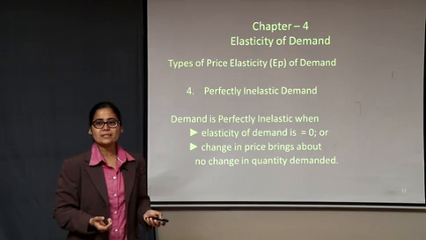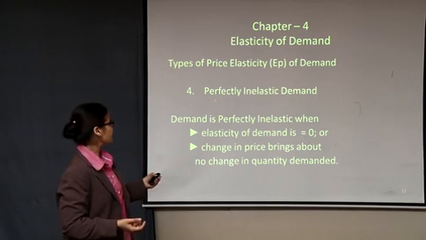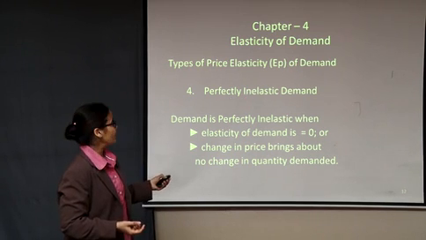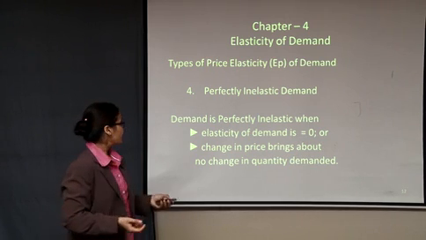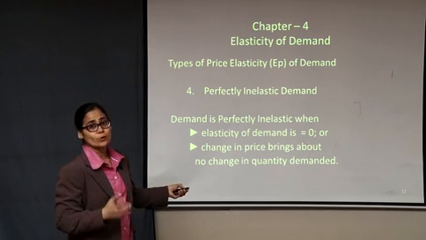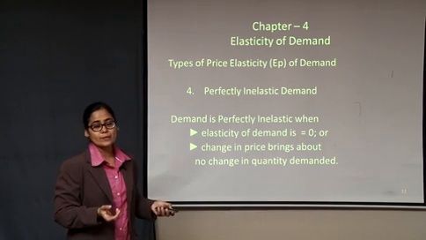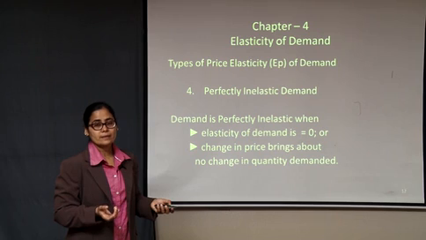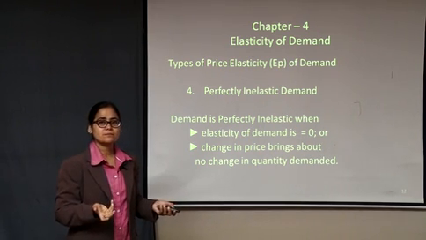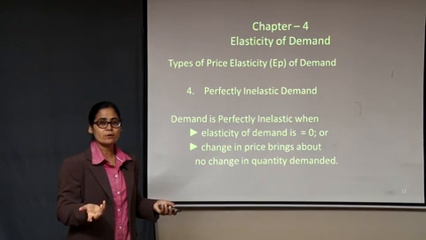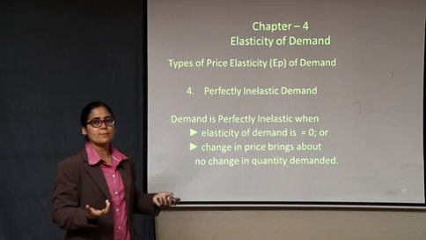The fourth type of price elasticity of demand is perfectly inelastic. Now see the word perfectly. When can you say that the product comes under perfectly inelastic demand? When the coefficient value is 0. So when can we have a 0 value? Correct? 0 divided by any number will give you what? The answer will be 0. It means there is no change in quantity demanded.